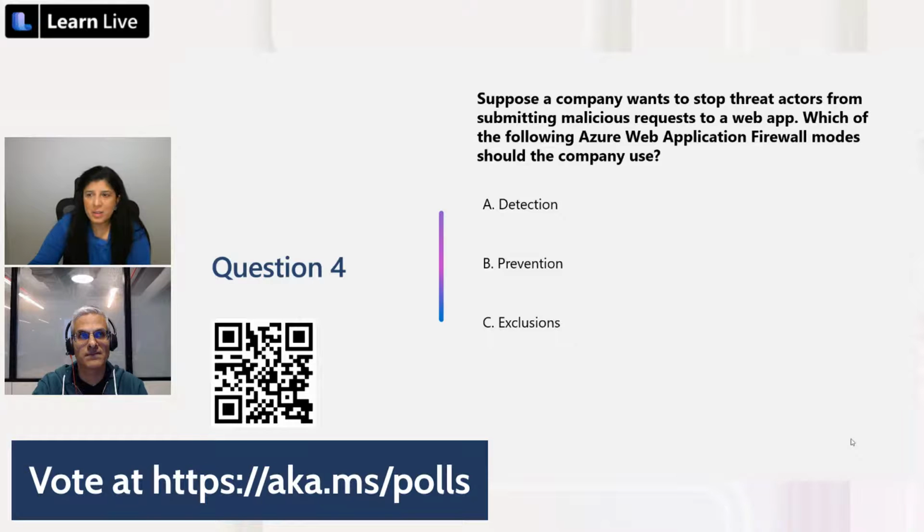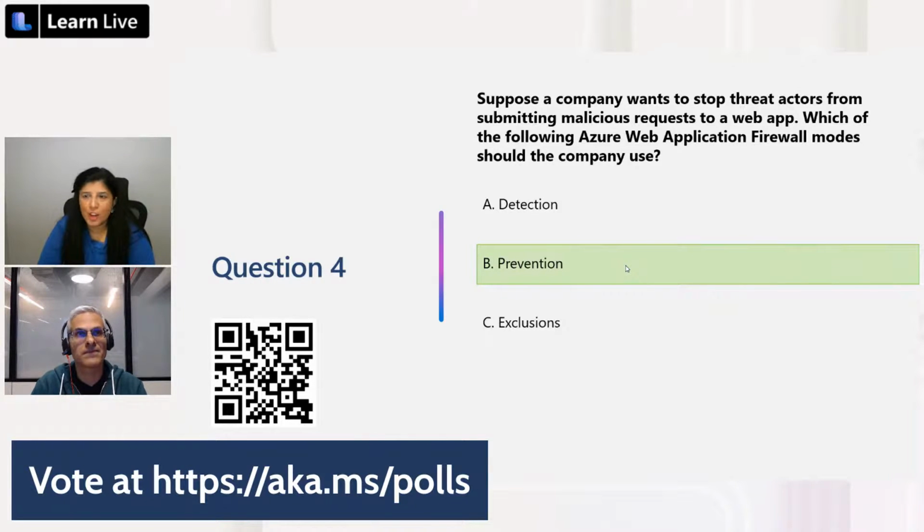Okay, so it looks like we have the answer. The answer is, 500% of the users answered correctly. So prevention mode, that is the mode where we should make sure that the WAF is to protect against malicious requests. Next question.